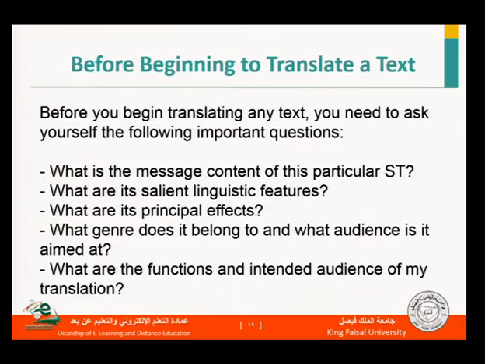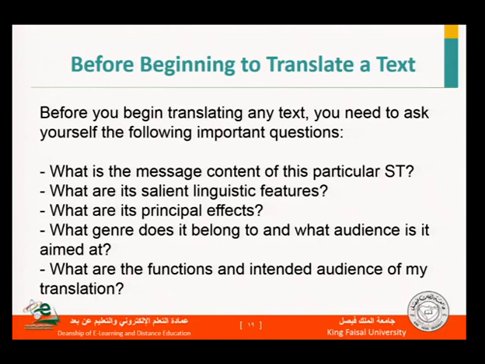Okay, so we would just like to see how we begin translation. Before you begin translating any text, you need to ask yourself the following important questions. هذه يعني أسئلة ممكن تسألها لنفسك قبل ما تبدأ تترجم أي نص. What is the message content of this particular source text? What are its salient linguistic features? We are talking about linguistic features. It's important because you have to take care of that when you translate. So you have to take care of the linguistic features of the source language and the linguistic features of the target language. What are its principal effects?